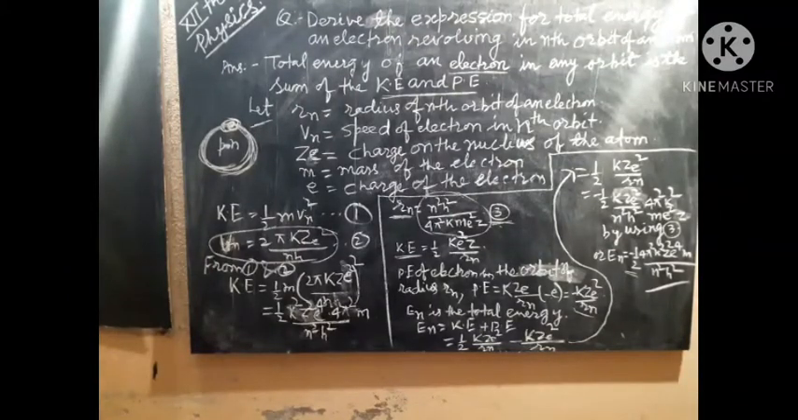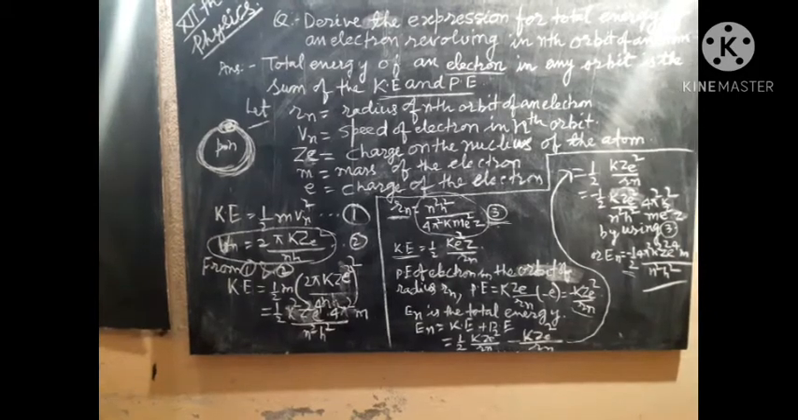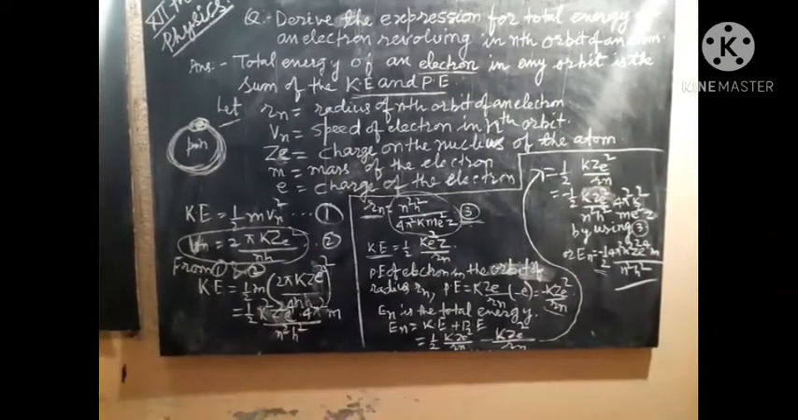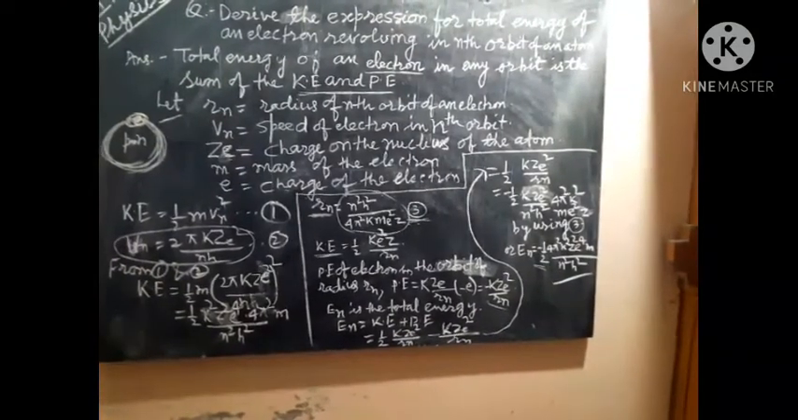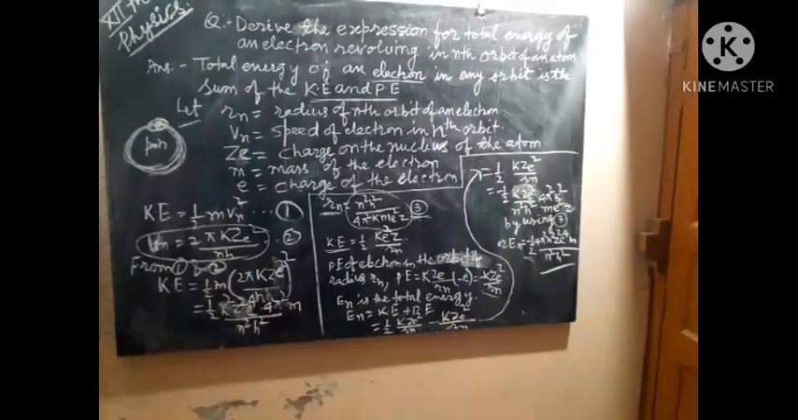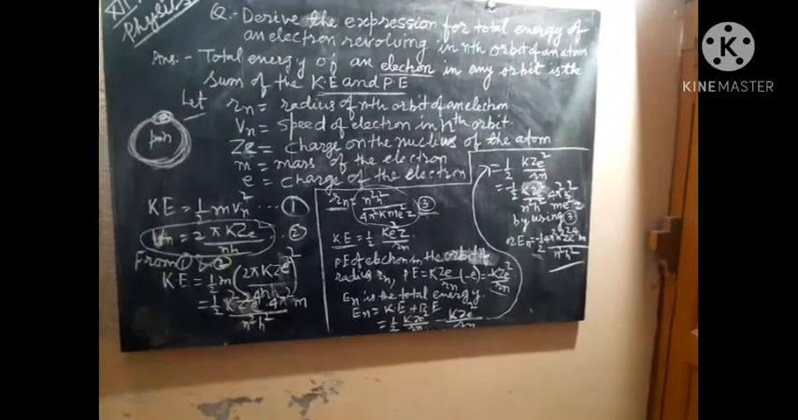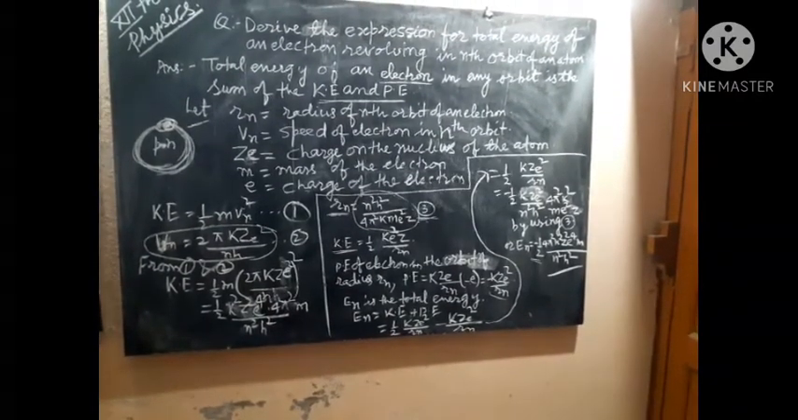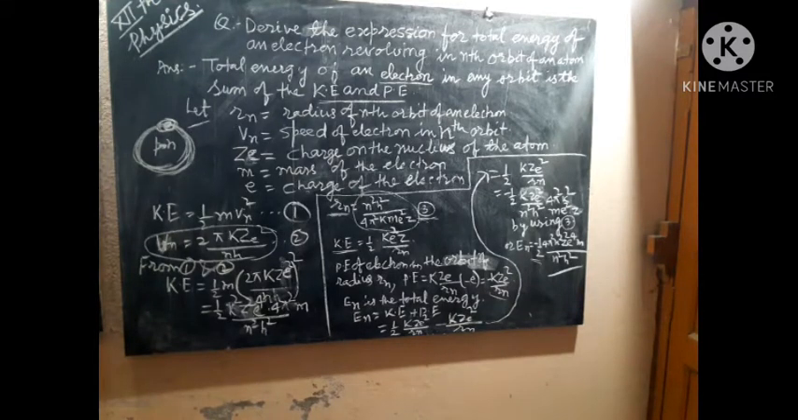Today we are going to make a video of class 12 physics. In this video we want to discuss the derivation of the energy of an electron revolving in the nth orbit of an atom. Try to understand all the things which are given here.